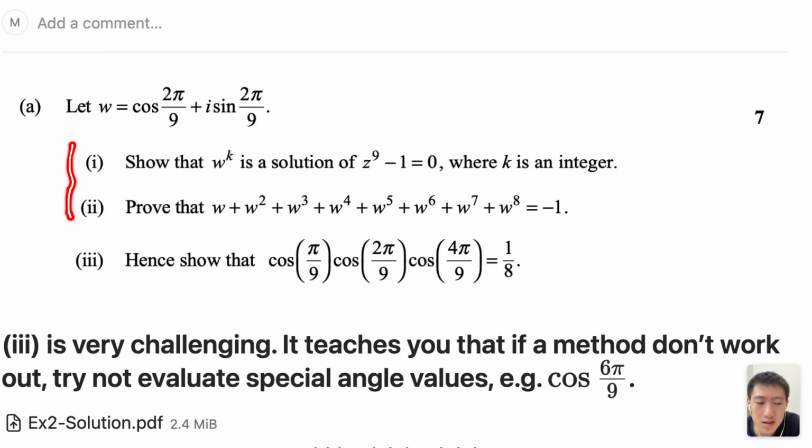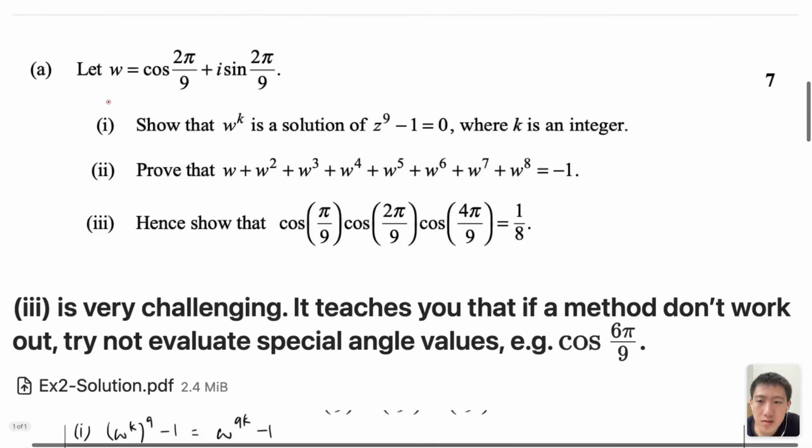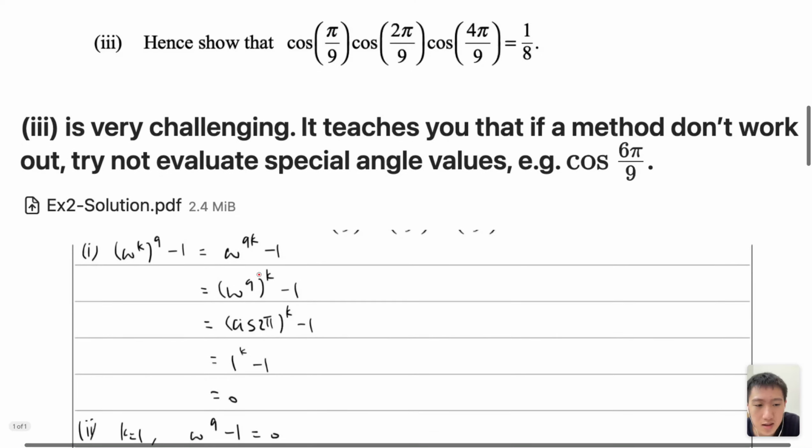Parts 1 and 2, I think, are really easy. You should be able to know it in less than 20 seconds. I don't mean that, I mean, write it down for like 1 or 2 minutes. So it's a root of unity question. W is 2 pi over 9, and show that this is a solution for z to the power of 9 minus 1 equal to 0. So you just plug it in and you use some indices laws to get the result.